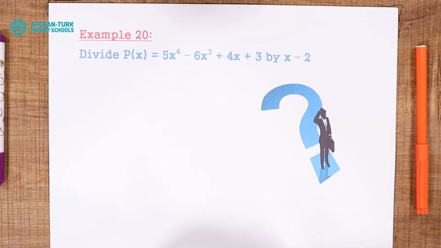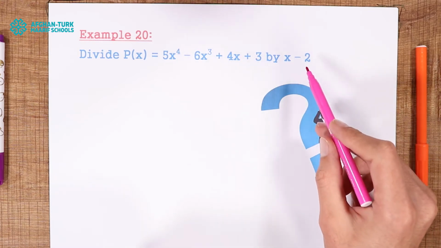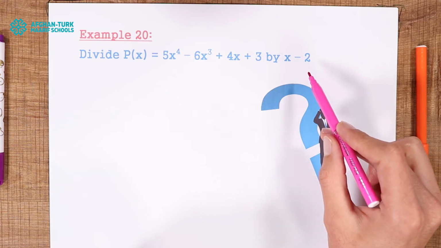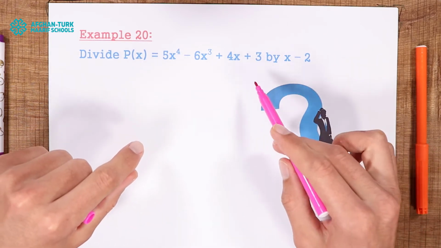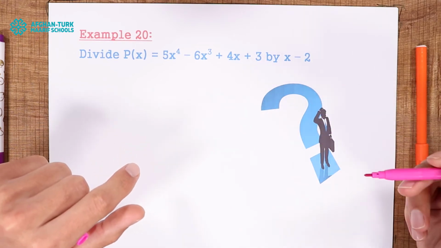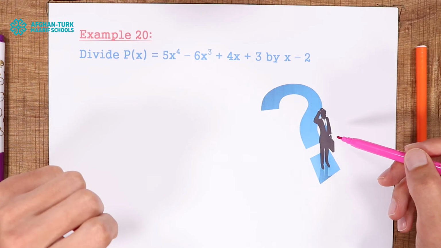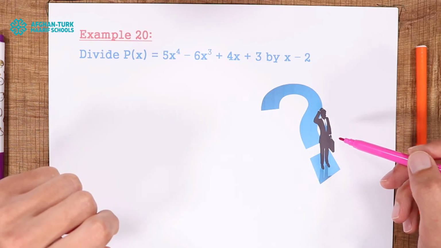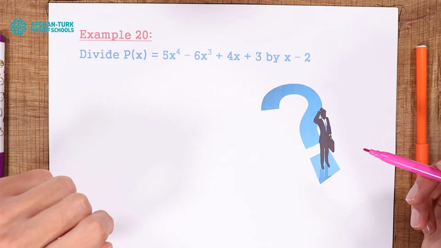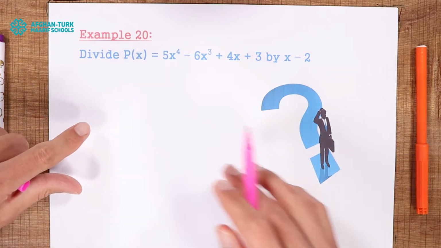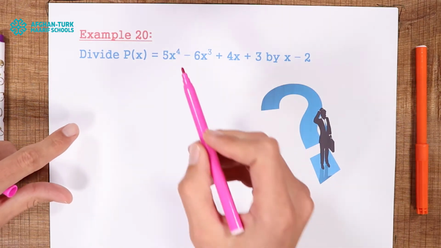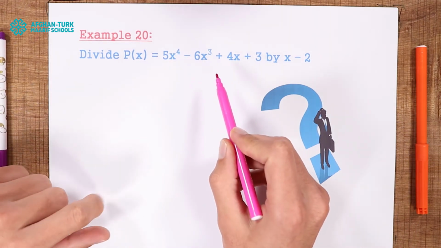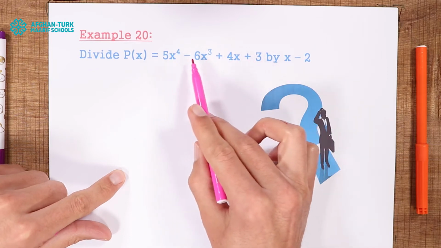Here we have a question: p of x equals 5x to the power of 4 minus 6x to the power of 3 plus 4x plus 3, divided by x minus 2. You can divide it by the methods which you studied before, but now we are going to divide it by synthetic division. Like this man, you may think this question would be difficult, but take it easy, it will be easy for you. Let's start. Here we can see that the polynomial is a 4th degree polynomial, and it is written in standard form, but I think it is not complete.